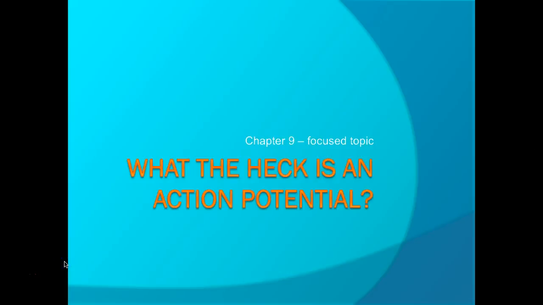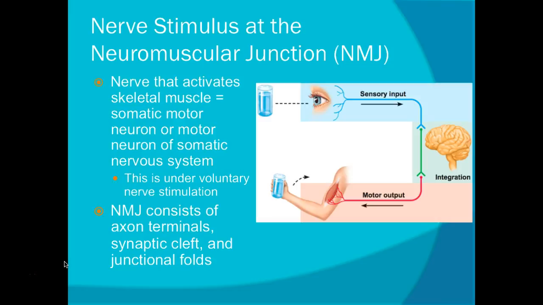Welcome to our focus topic screencast, which is on chapter 9, and we want to know what the heck an action potential is. I'm going to show you the grand scheme of how an action potential works within our muscular system. So the first thing I want to do is talk about a nerve stimulus at our neuromuscular junction. But before we get into all that, I just want to give you a general overview of our nervous system.